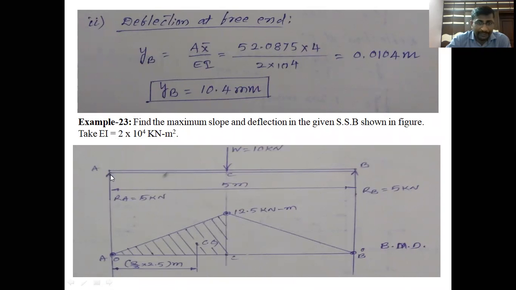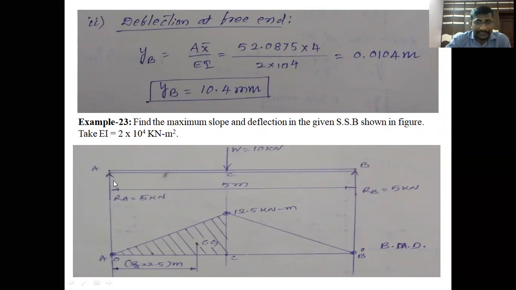What is the simply supported beam? The beam which is supported on two supports at its ends. Clear? A beam, a horizontal member, resting on supports at the ends, that is called the simply supported beam, on which a point load is acting at the center. 10 kilonewtons W is acting at point C. It is the center point. So before going to draw the bending moment, you have to find the reaction forces in SSB.